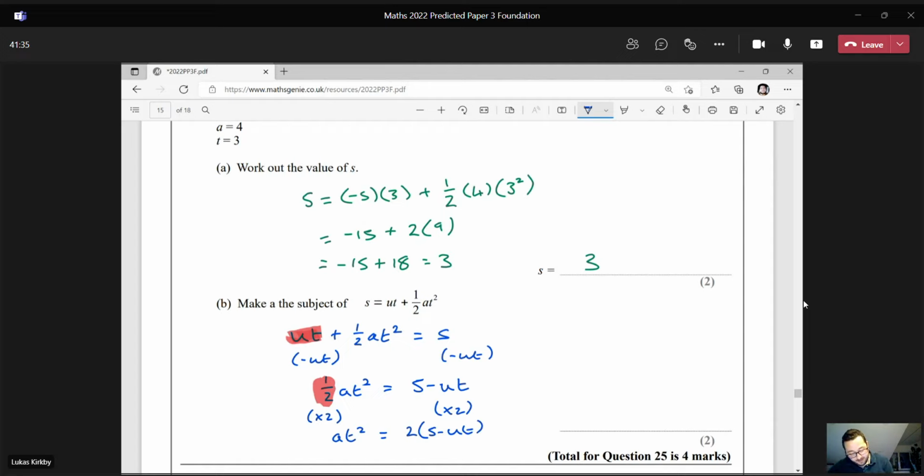And then finally, we want A on its own. So let's get rid of this T squared. So it's A times T squared, so we want to divide by T squared. So in the end, you're going to end up with A equals 2 brackets S minus UT divided by T squared. Okay.